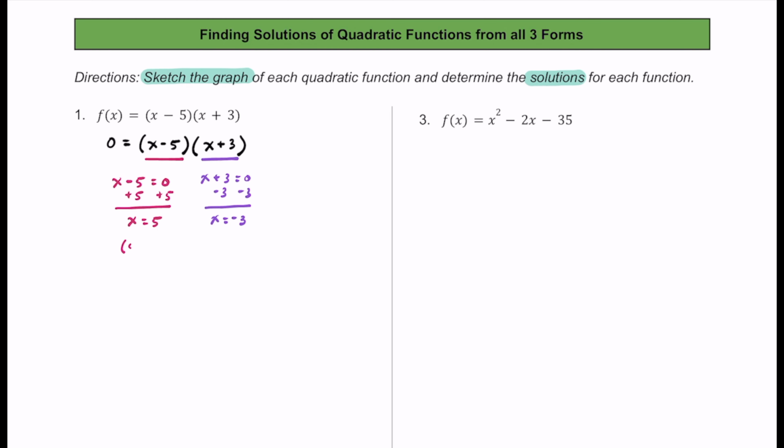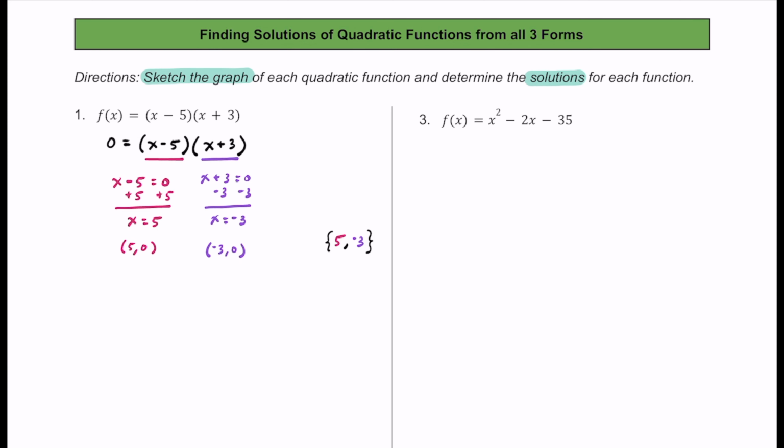Based on this, we know that one of the x-intercepts is going to be (5, 0), and the other x-intercept is going to be (negative 3, 0). If we're writing the solution set for this equation, the two solutions that make this equation true are going to be 5 and negative 3. This is just another way of writing our solutions to this equation, which are really just the x-intercepts.